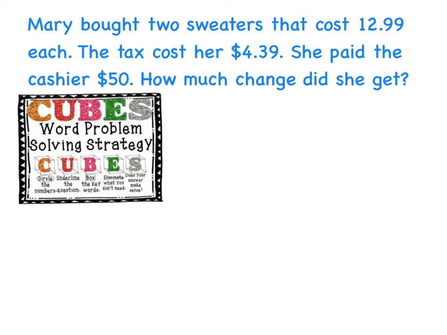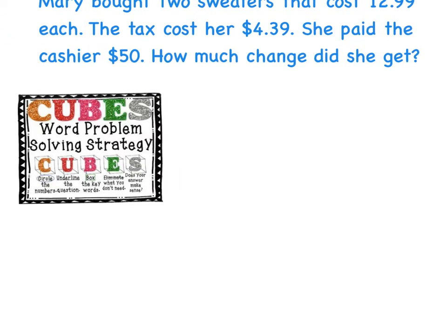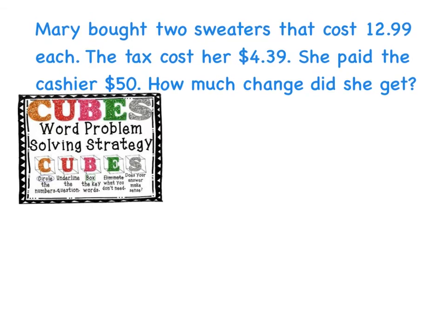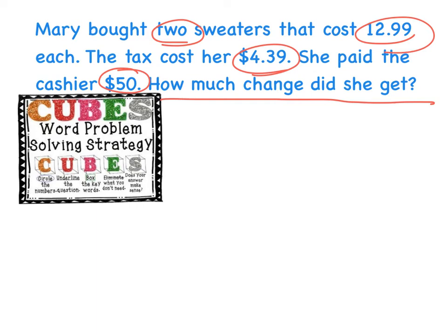So, C, circle the numbers. I have $12.99, which is the cost of the sweaters. And she bought 2 sweaters. Tax $4.39, and I see $50 here. I'm going to underline the question.